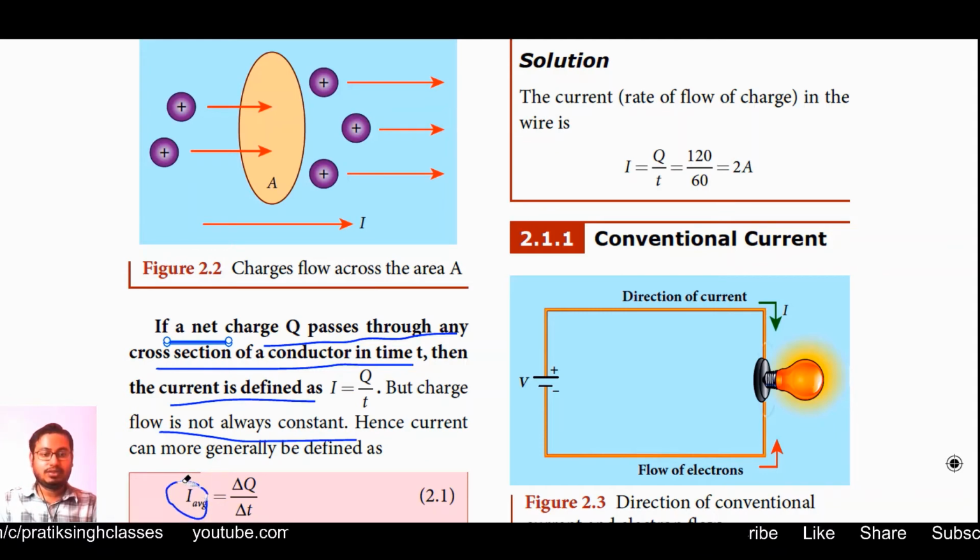Here I average is equal to del q by del t. What is del q here? This triangle del is called delta, and in short it is said as del. So you can say delta q or del q, and in the denominator delta t or del t. Most of the time we use the short form. So I average is equal to del q by del t. This is the general definition of current.